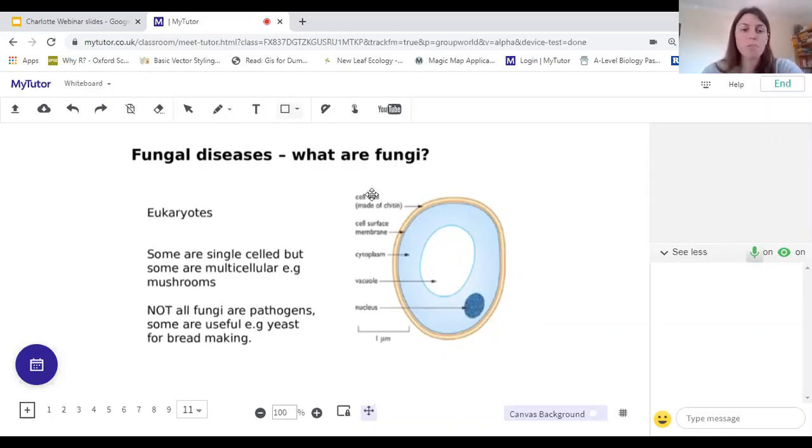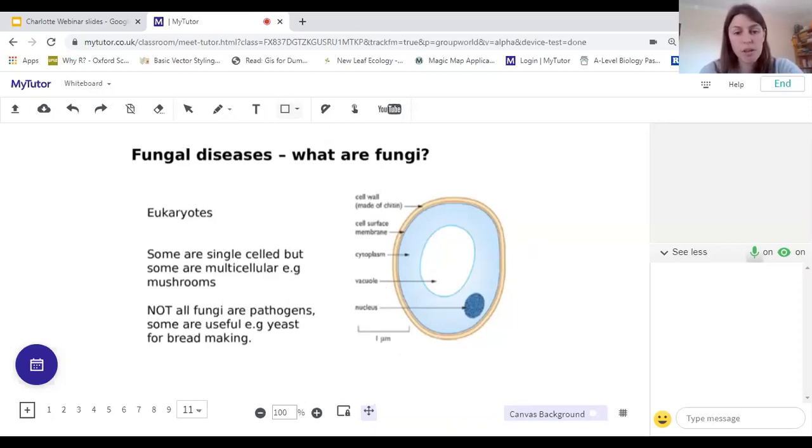Not all fungi are pathogens, some are useful, e.g. the yeast that we put in bread. We use that for making bread, that's a fungus, and that's very helpful, produces the food that we eat. But again, if the fungus causes a disease, we describe it as a pathogen.